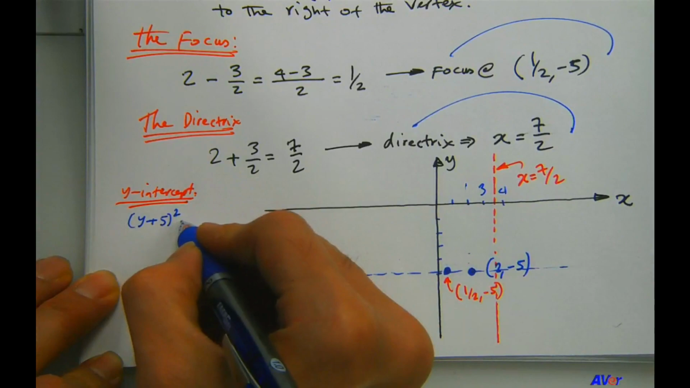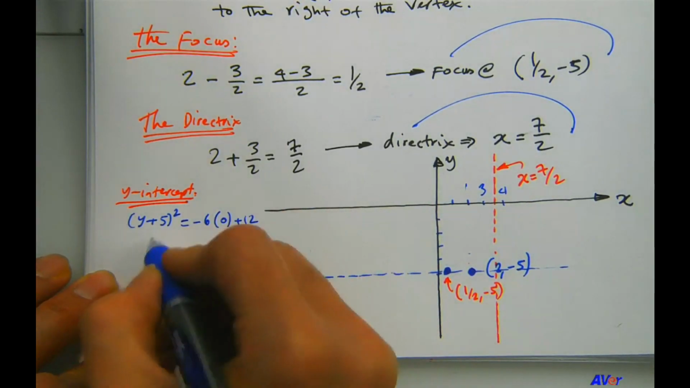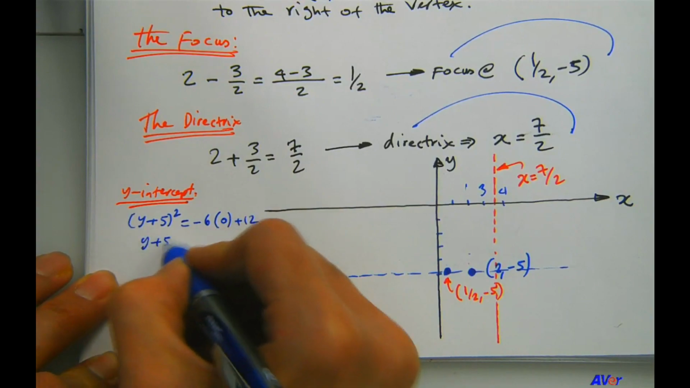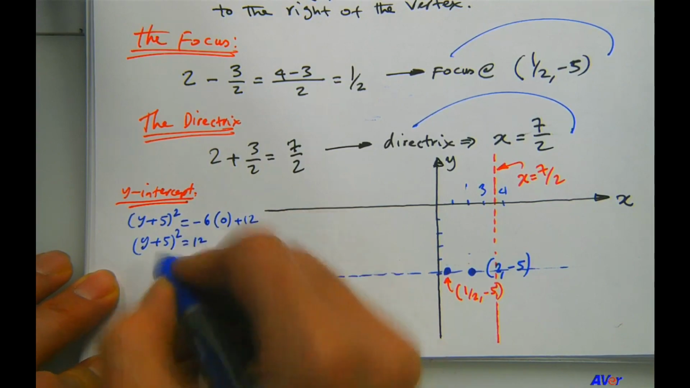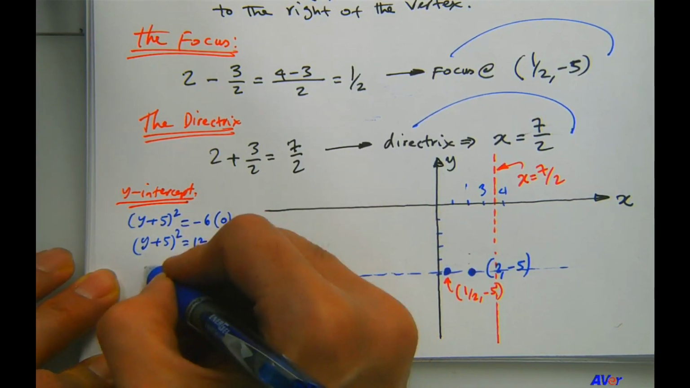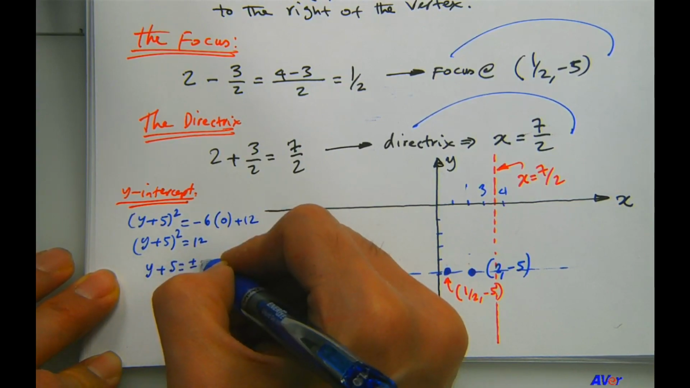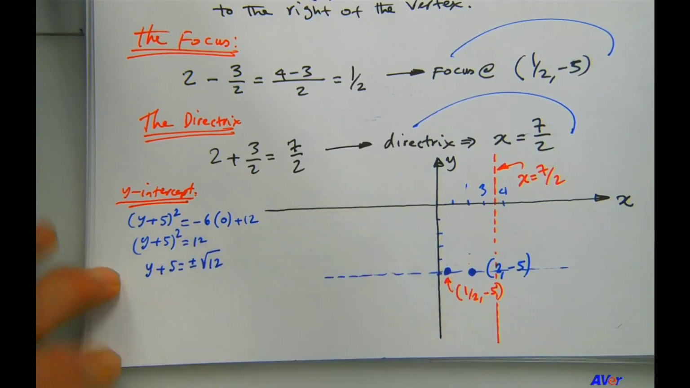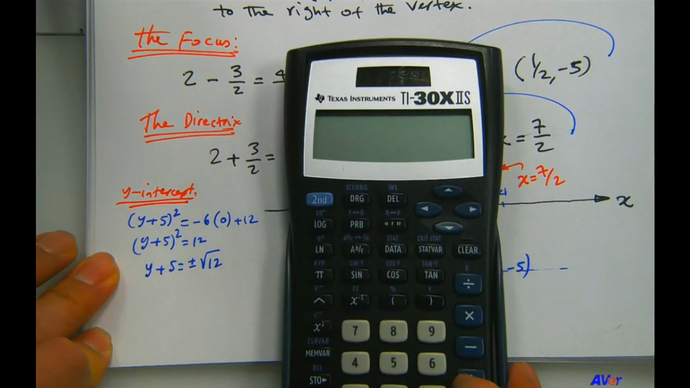Y plus 5 squared equals minus 6 times 0 plus 12. So we have y plus 5 squared equals 12. And then take the square root of both sides. What do you get? You get y plus 5 equals plus or minus square root of 12. And if I calculate, it would be 3 point something, right?